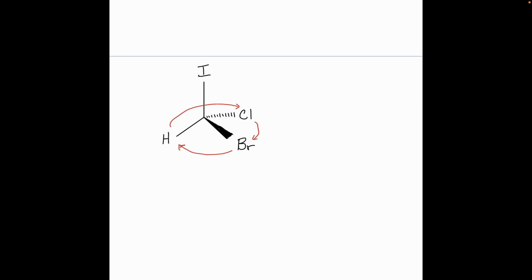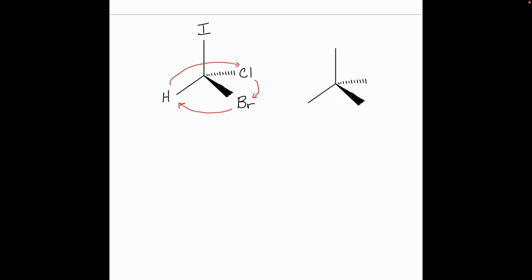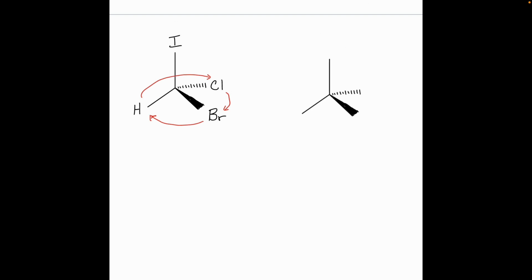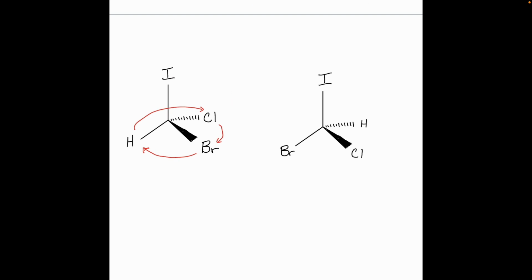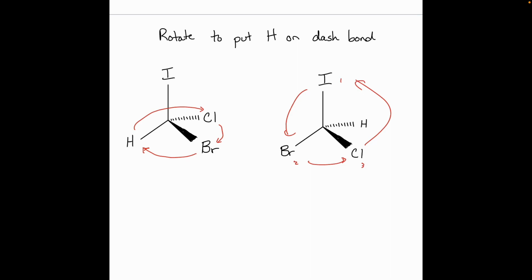Okay? My iodine is going to stay in the exact same place. And all of my other 3 bonds are going to swap places here. So my hydrogen is going to go where the chlorine was. The chlorine is going to go where the bromine was. And the bromine's going to go where the hydrogen was, right? So I have to rotate to put that lowest priority group into the right position. And now I can assign my priority. 1, 2, 3. This was going in the counterclockwise direction. So this was that S isomer.